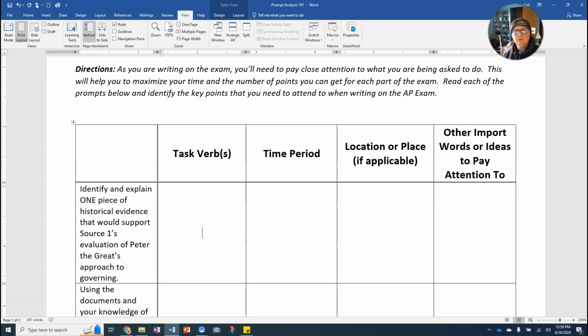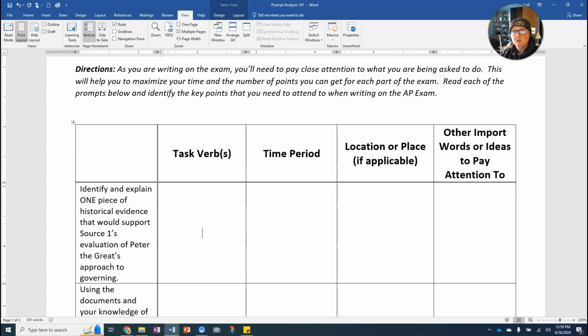So that you get in the habit right from the get-go of looking at these prompts and saying, what do I need to do? What information do I need to write about? What type of writing? What do I need to include? That should always be foremost in your mind, because your goal is to include enough to show what you know and get the points, but not so much that you're running short on time and don't have a chance to reread and things like that.